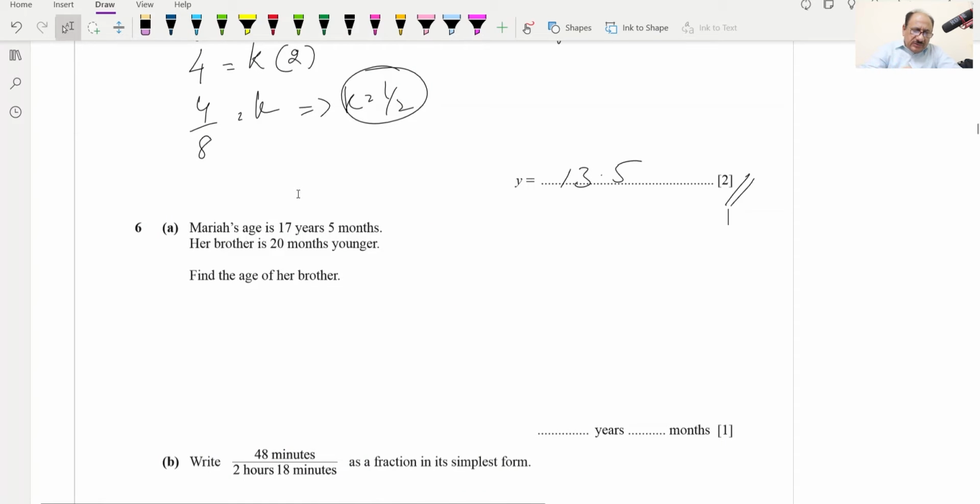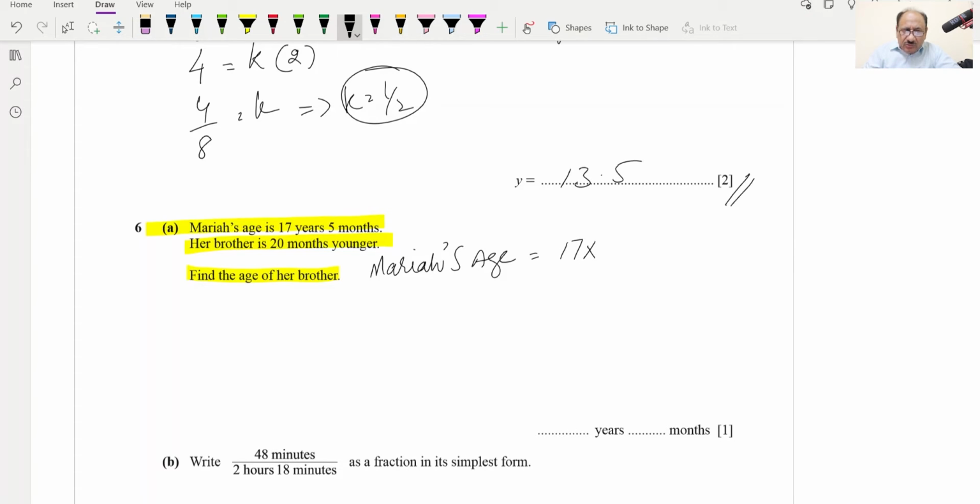Now question number 6. Question 6 is Maria's age is 17 years and 5 months. Her brother's age is 20 months younger. Find the age of her brother. So we can write Maria's age. Maria's age is equal to what? 17 years. This we will change into months.